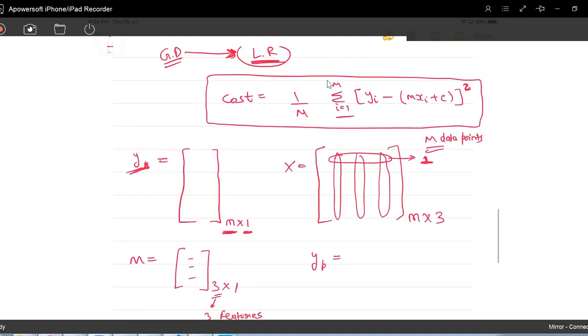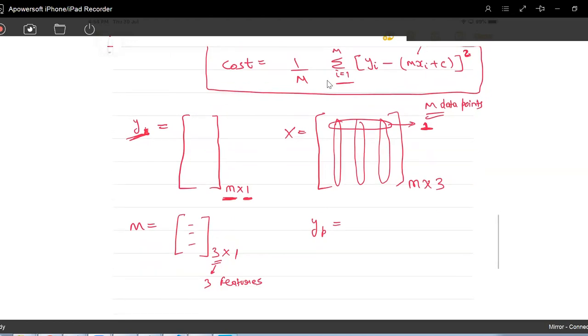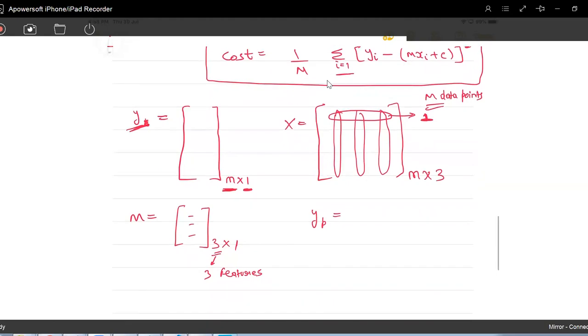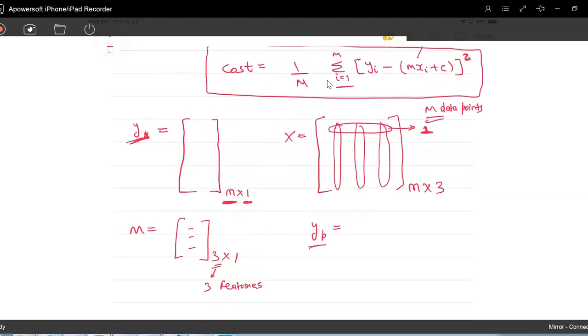Like this equation I wrote for simple linear regression, and here we are considering a multiple linear regression equation. So tell me what will the equation of y predicted be if we have three features? m1 x1 plus m2 x2 plus m3 x3. Exactly, correct. So this is my x1, this is my x2, this is my x3.